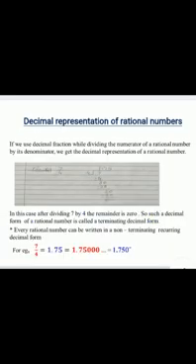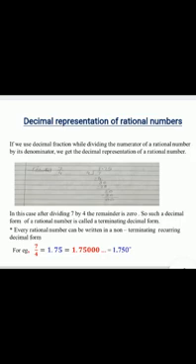Now children, decimal representation of rational numbers. If we use decimal fractions while dividing the numerator of a rational number by its denominator, we get the decimal representation of a rational number. For example, 7 upon 4. Now, in this case, after dividing 7 by 4, the remainder is 0. So, such a decimal form of a rational number is called a terminating decimal form.